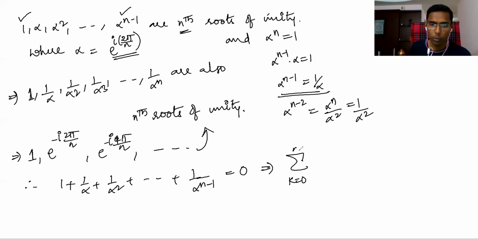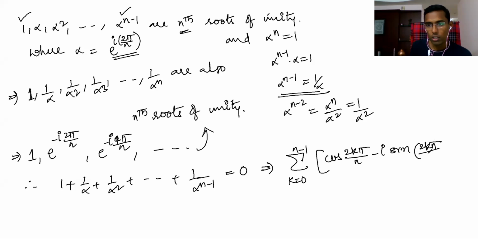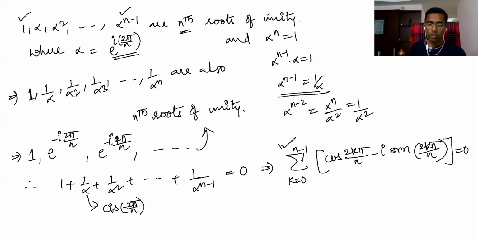Summation k equal to 0 to n minus 1. This is 1 by alpha, in between minus is there. That is cis of minus 2k pi. That only we can write, cos of 2k pi by n minus i sine 2k pi by n. This is the difference: there in between plus is there. Here 1 by alpha means cis of minus theta. These all are cis of minus theta. This is cis of minus 2 pi by n, like that. Minus 2 pi by n means cos theta minus i sine theta. This is also 0. Already I wrote this.